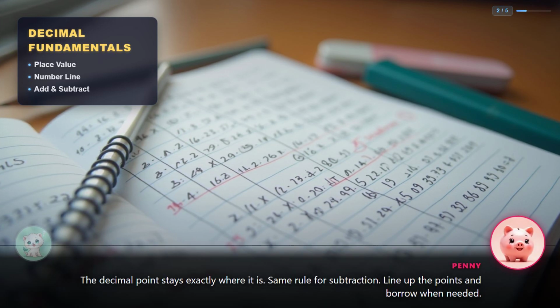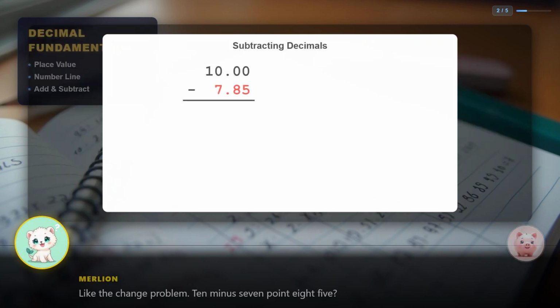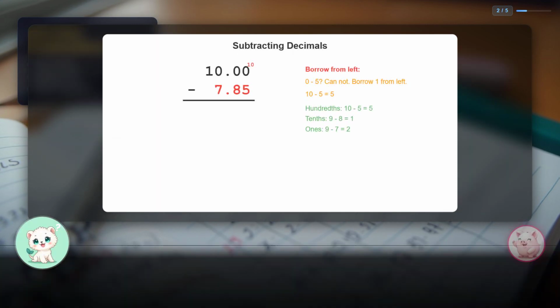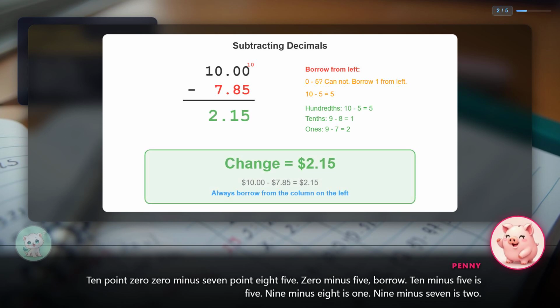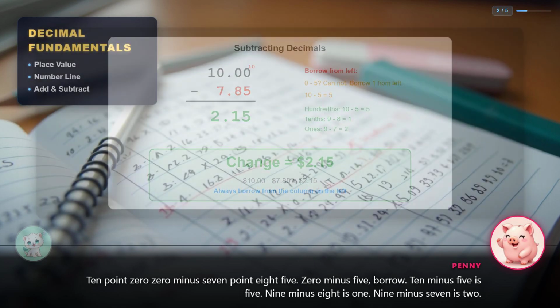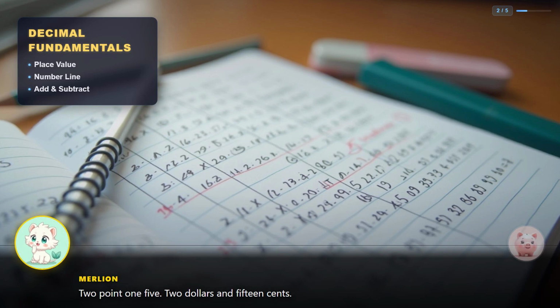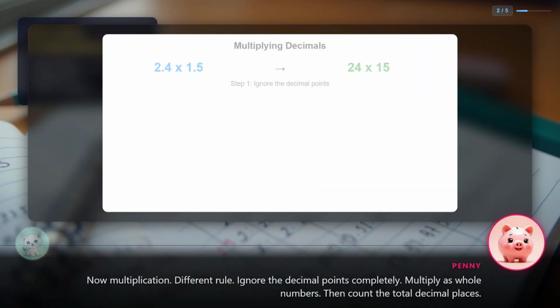Same rule for subtraction. Line up the points and borrow when needed. Like the change problem, 10 minus 7.85? 10.00 minus 7.85. 0 minus 5. Borrow. 10 minus 5 is 5. 9 minus 8 is 1. 9 minus 7 is 2. $2.15. Now multiplication. Different rule.